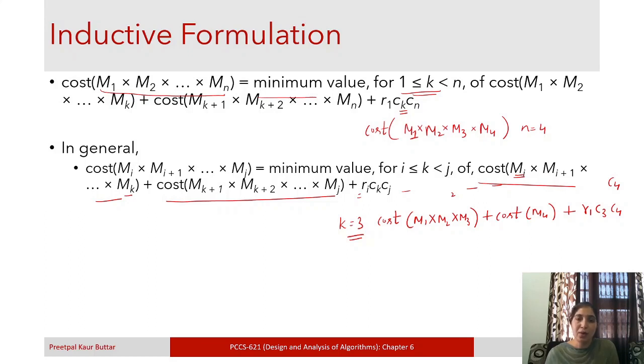So the value of k varies from I, that is, k is greater than or equal to I and less than j. Out of all these options which you have for k, you will pick the minimum. So this is the recursive or inductive formulation for this.